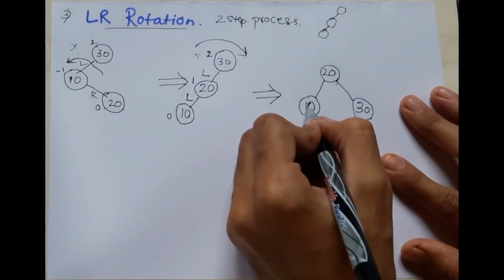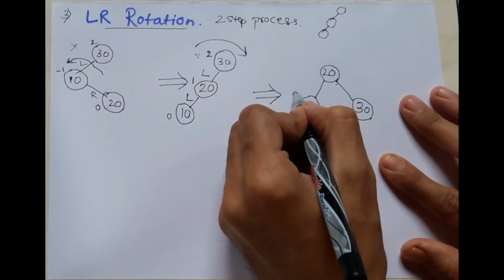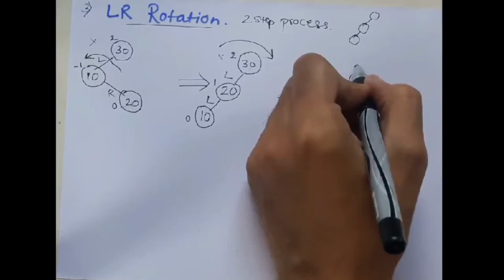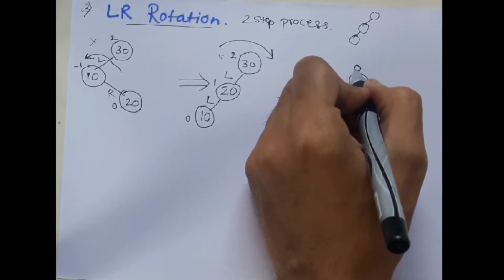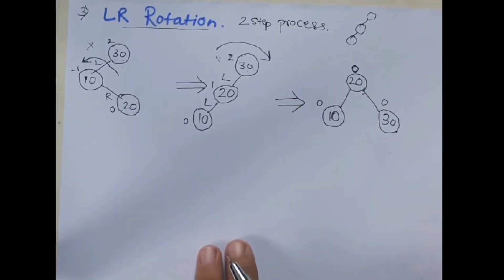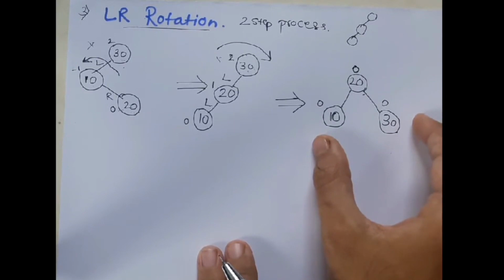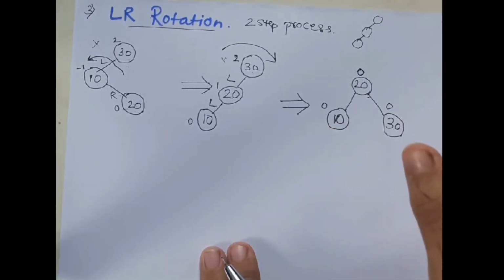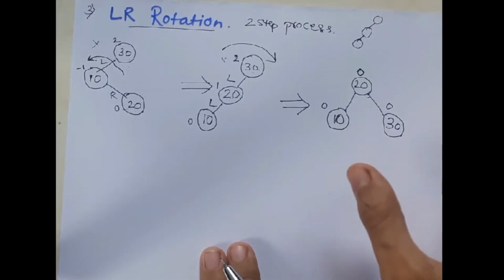Okay. Now again we'll check the balance factors. So the balance factors are 0, 0, 1 minus 1, 0. Right? So now the balance factors are maintained for each node. Okay. And binary search tree property is also maintained. So now this is balanced.